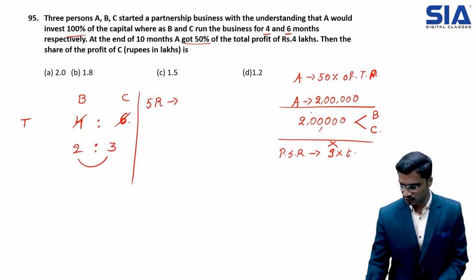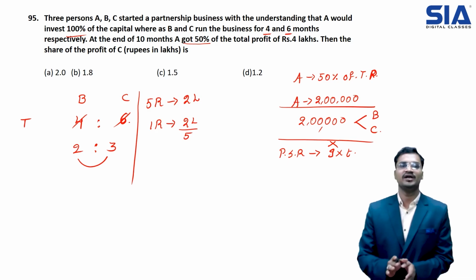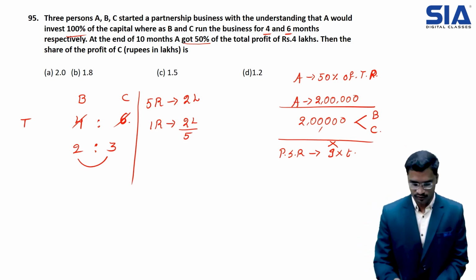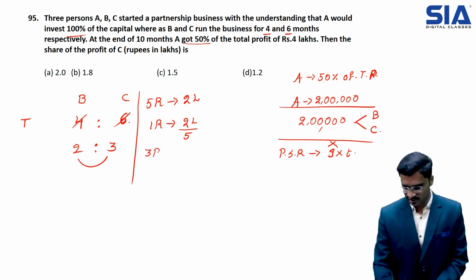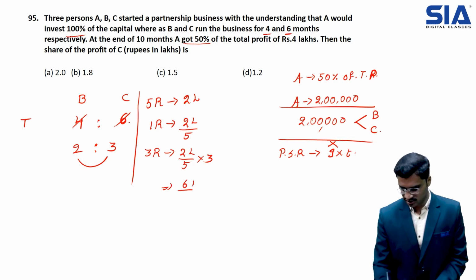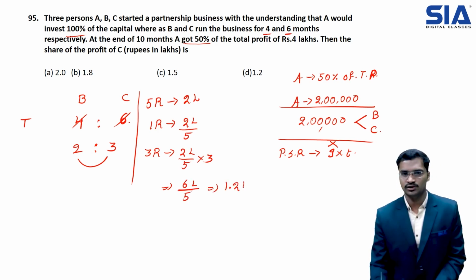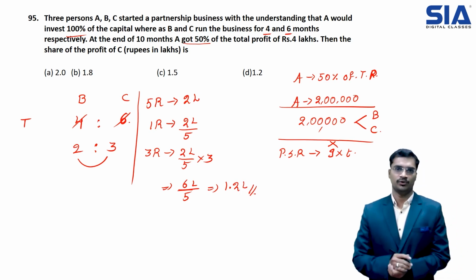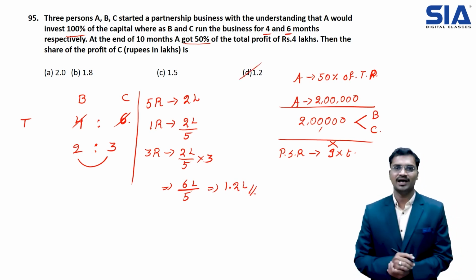So 5 ratio is given as 2 lakhs. Then 1 ratio is nothing but 2 lakhs by 5. We should find the profit of C. We have to find the 3 ratio. Then 2 lakhs by 5 into 3, which is 6 lakhs by 5. So 6 upon 5 is 1.2 lakhs. So C is getting 1.2 lakhs.